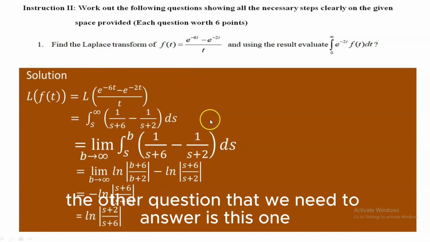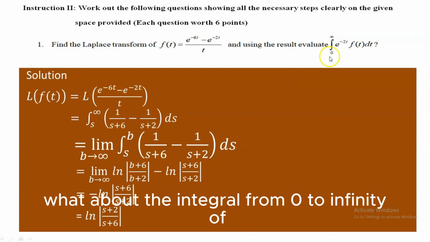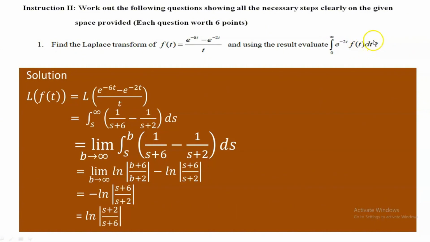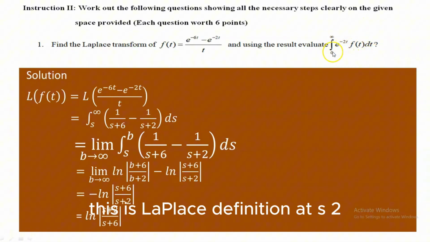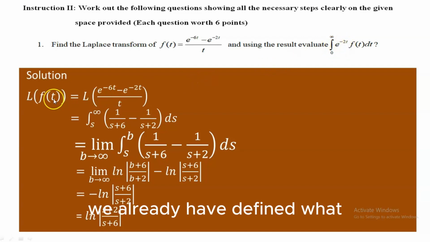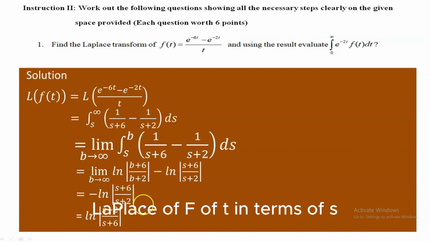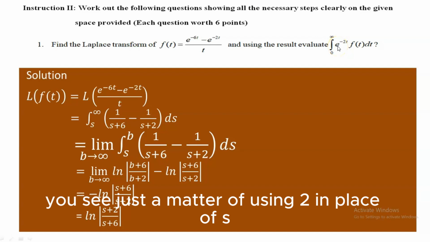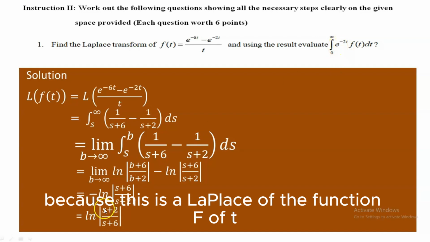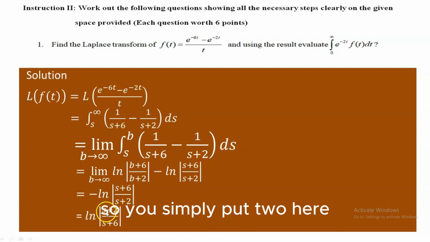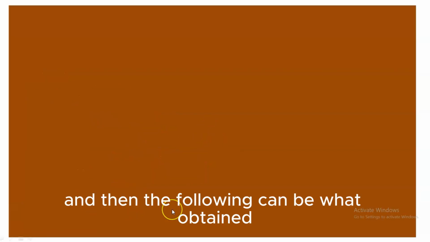But the other question that we need to answer is this one. What about the integral from 0 to infinity of e to the power of minus 2t f of t dt? So dear students, if you remember, this is the Laplace definition at s equals 2, right? We already have defined what the Laplace of f of t is in terms of s. So in order to obtain this, it is just a matter of using 2 in place of s, because this is the Laplace of the function f of t at s equals 2. So you simply put 2 here.